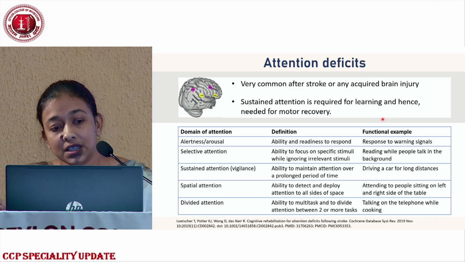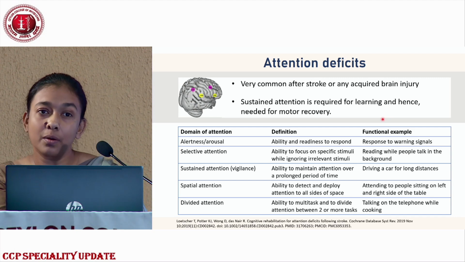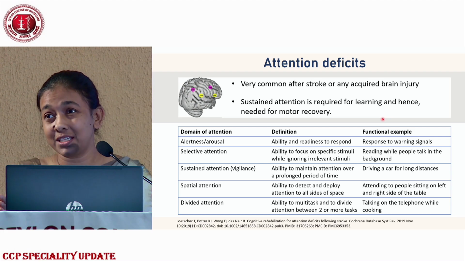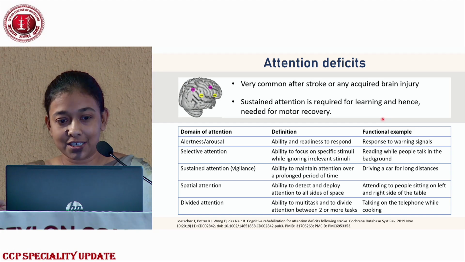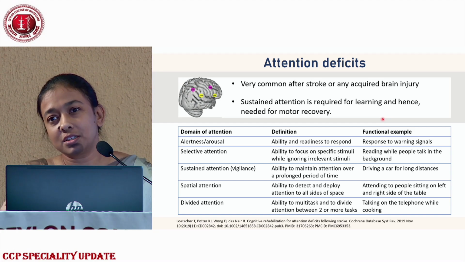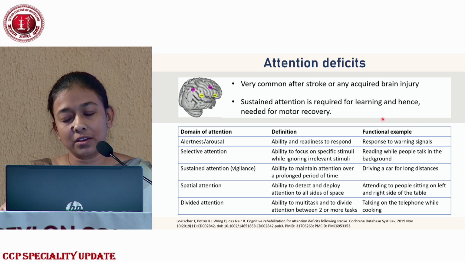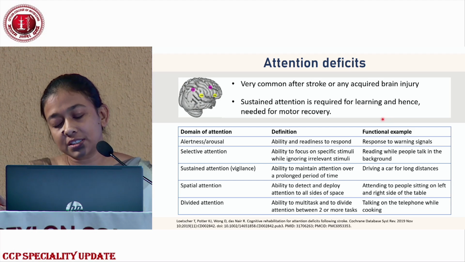And sustained attention is where you maintain attention for a prolonged period. For example, you have been now concentrating on this lecture series for more than an hour, so that is sustained attention. Divided attention is when you do multitasking, you pay attention to both tasks at the same time.